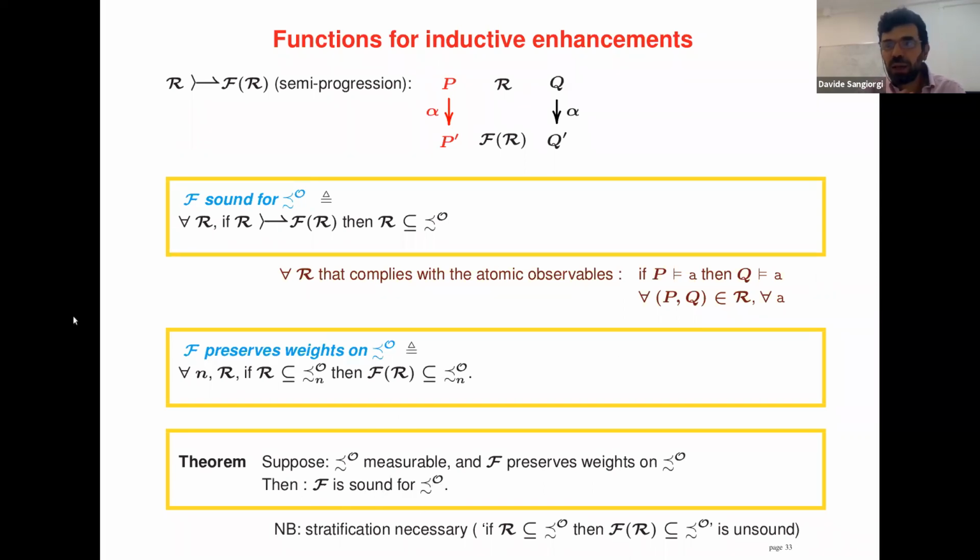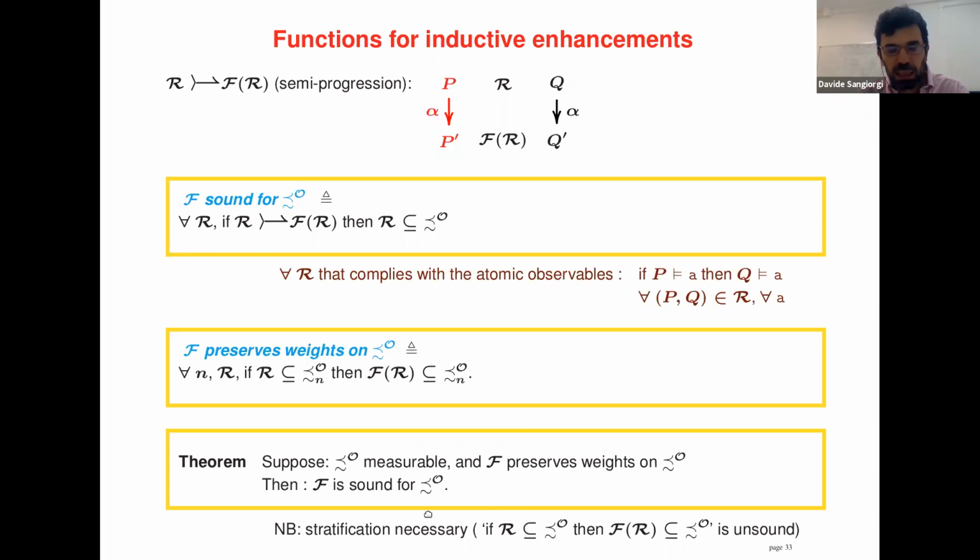So in the coinductive realm, the condition we had for soundness was progression preservation. Here we have weight preservation. So this is the difference between the two. The proof of the theorem is not particularly hard. Since the preorder is measurable, we can go by induction on n. Then in the inductive step, we use the property that f is weight preserving, of course, and the fact that we have a semi-progression of this kind, and then we reason on the shape of each concrete observable.